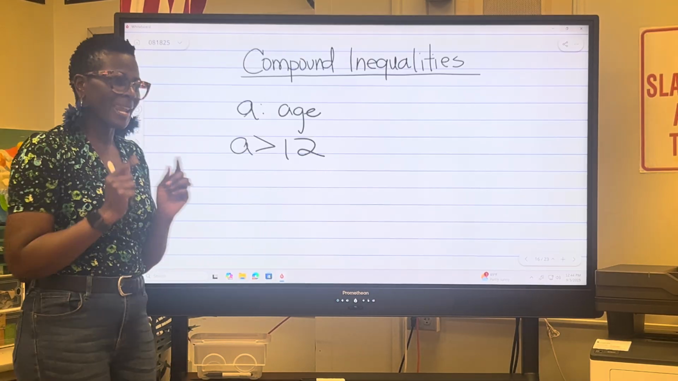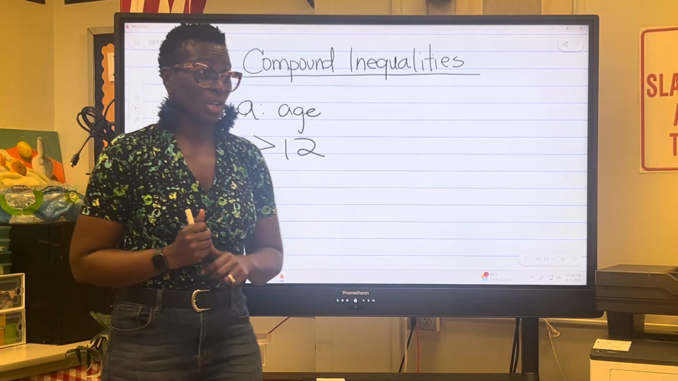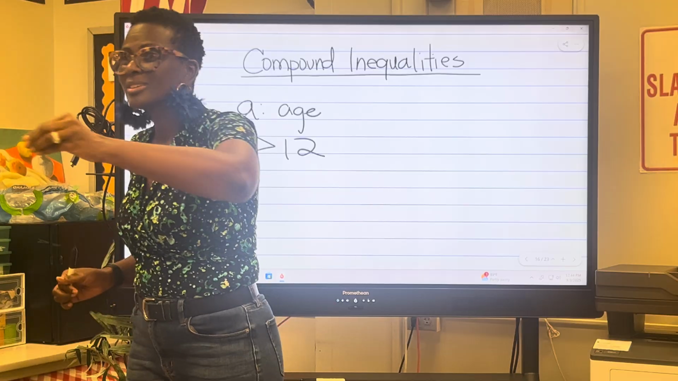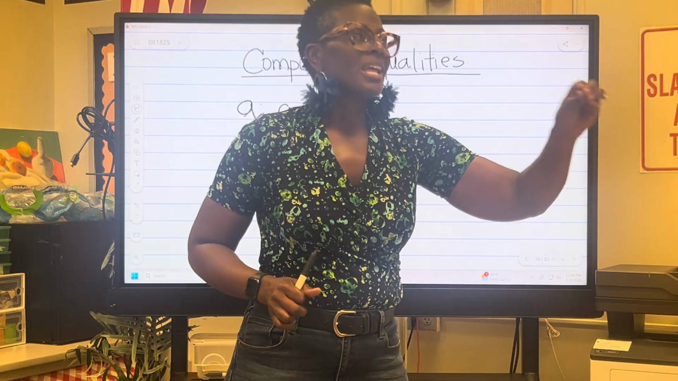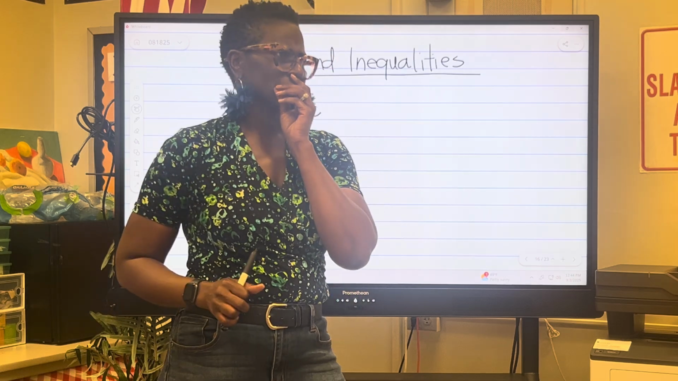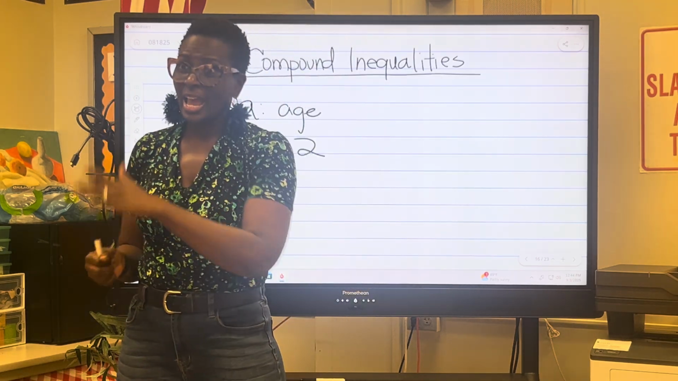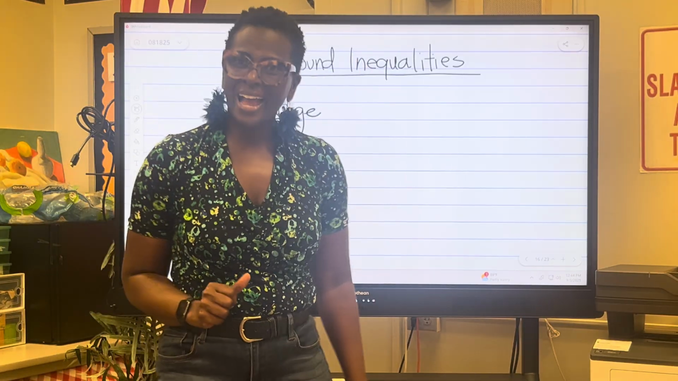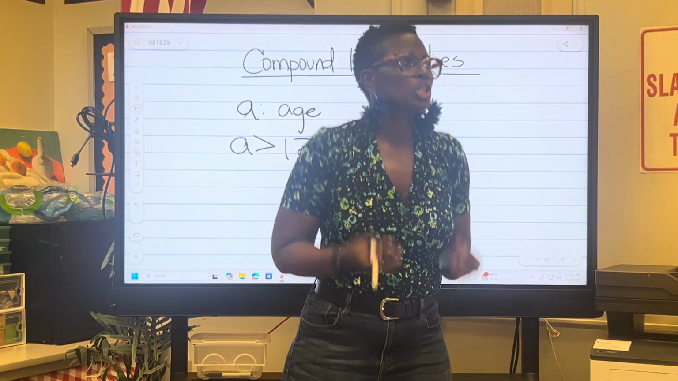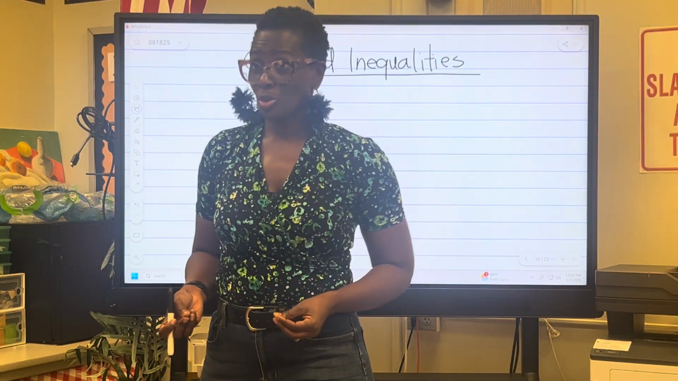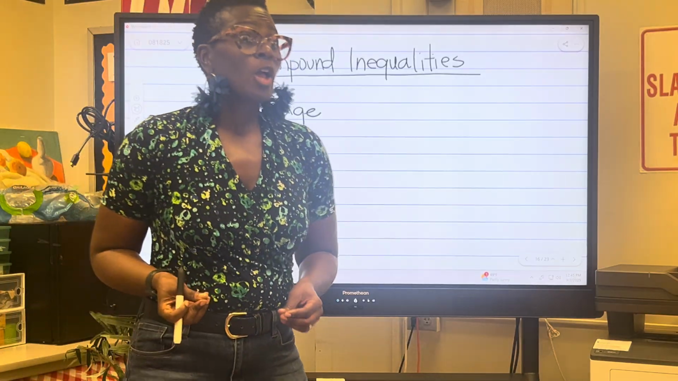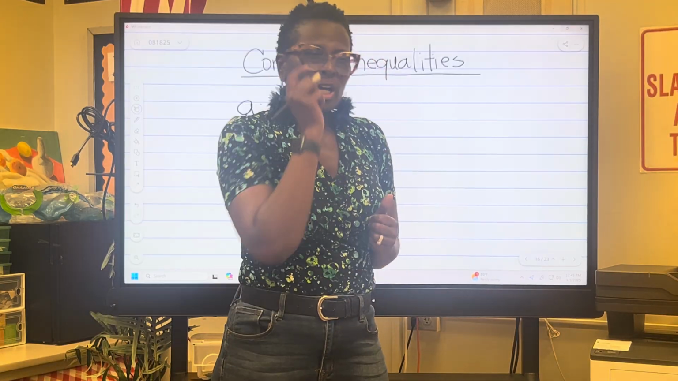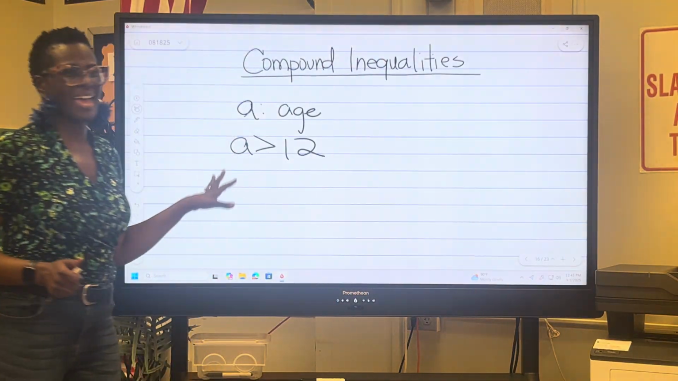Are y'all with me? Now, what if I say to you that the age of the students in this school must be more than 12, but also no more than 19? Watch what I just said. More than 12, but also no more than 19. How many constraints do we now have? Two. What are our two constraints? 12 and 19. It's got to be greater than 12. 12 is a constraint. And the other one is 19.